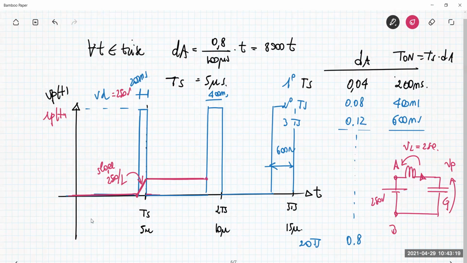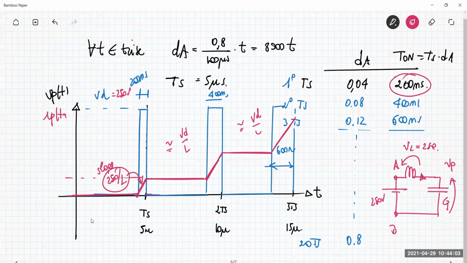Then we have another pulse. Then you have again a slope, which is basically VD over L. So the same slope as before, neglecting again the voltage VP across the capacitor. Here the voltage basically is the same, constant, and then we have the same slope, VD over L. What is the current that I have at the end of the first TS? It is the slope, which is 250 over L, multiplied by the time interval, which is 200 nanoseconds.